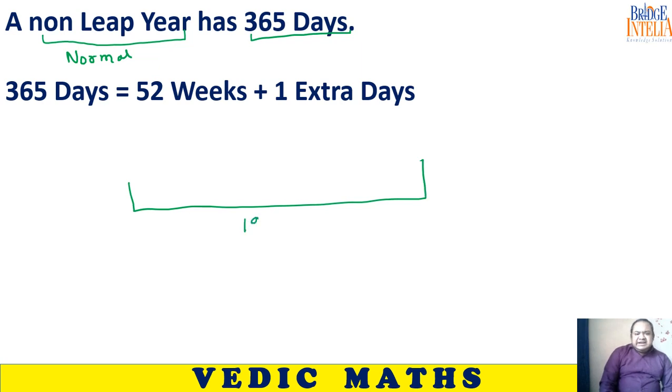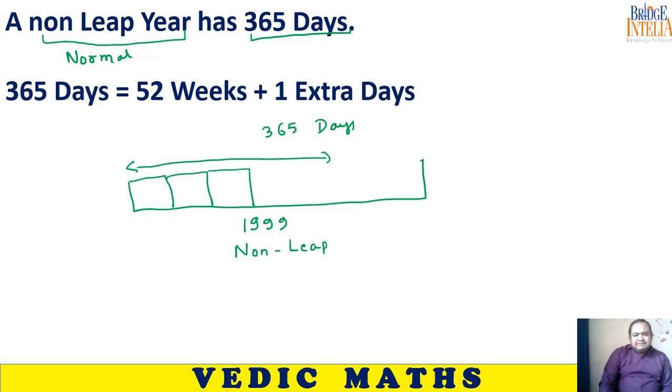Suppose we take the year 1999. 1999 is not a leap year, so we call it a non-leap year. Since it is a non-leap year, it will have 365 days. Now, what is the real hidden fact that you have to understand here? 365 equals 52 complete weeks plus one extra day. The extra day is all that matters in determining the correct answer.